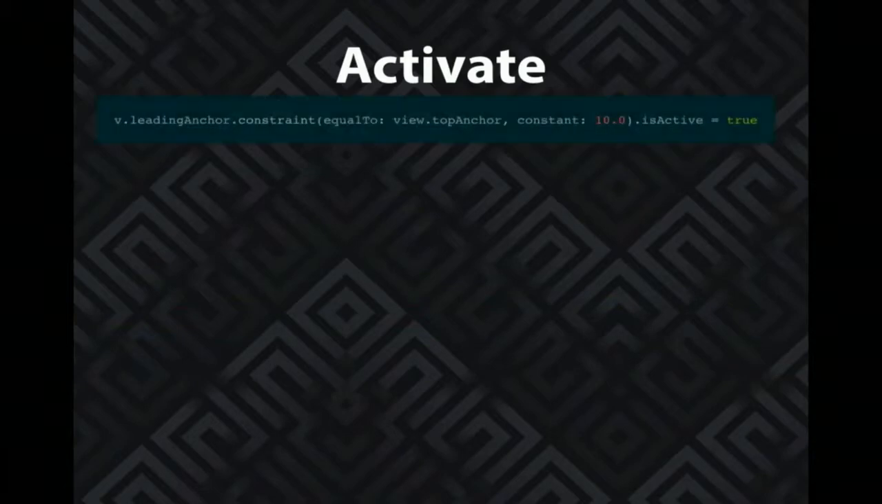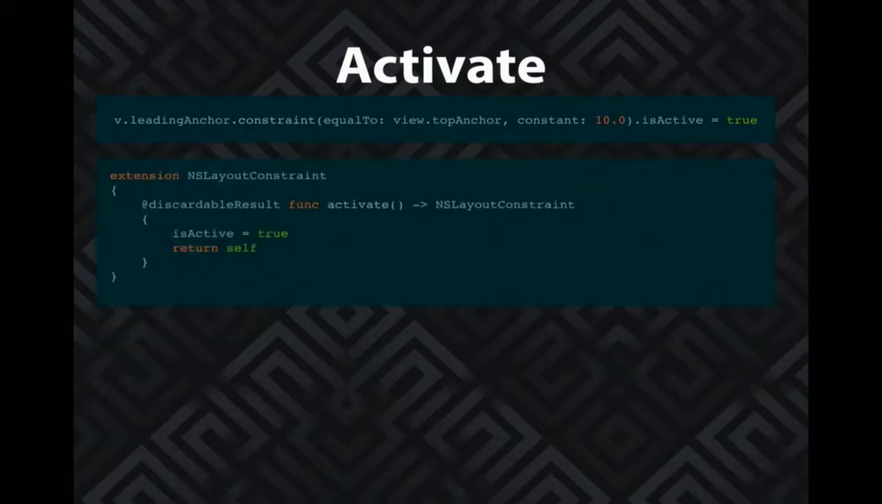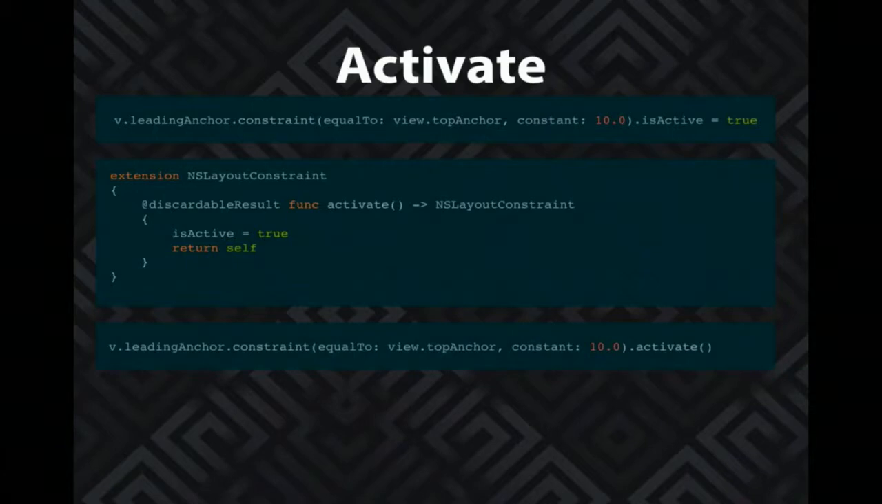The next one, in a similar vein, is activate. This gets pretty ugly pretty quickly. You're doing a bunch of layout anchors, then you have to end it with isActive = true. So instead, let's make another extension here on NSLayoutConstraint where we say activate. It works in the same way. It's just, I think, a little nicer API and also more friendly with autocomplete.